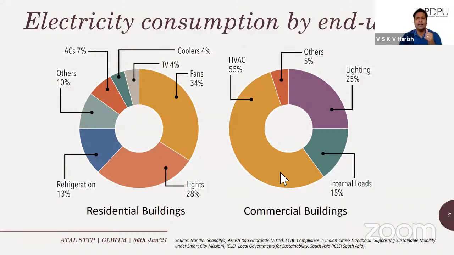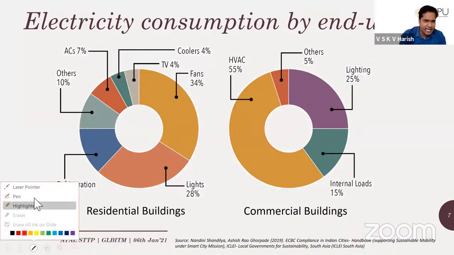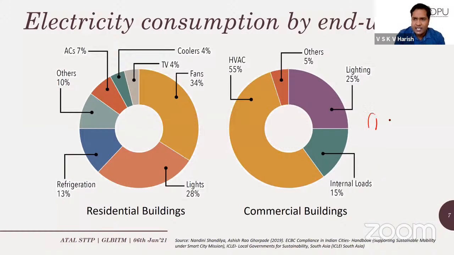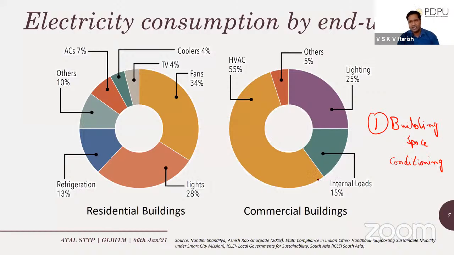That means for a typical Indian building, that can be residential or commercial, the building space conditioning, that can happen through HVAC system for commercial buildings, fans, coolers and air conditioners for residential buildings, and the lighting systems in both residential and commercial buildings are accounting for more than 50% of the total electricity consumption by end use in any type of building. It can be any building of any functionality, right?